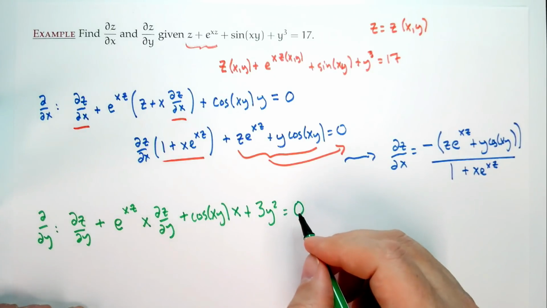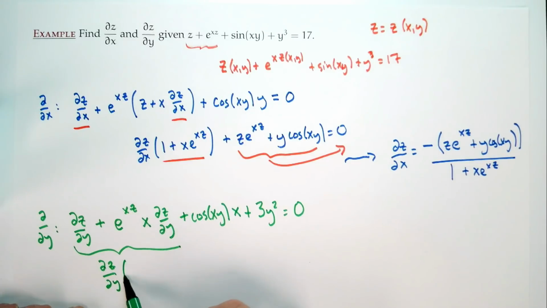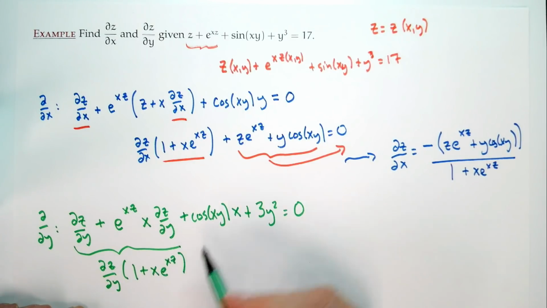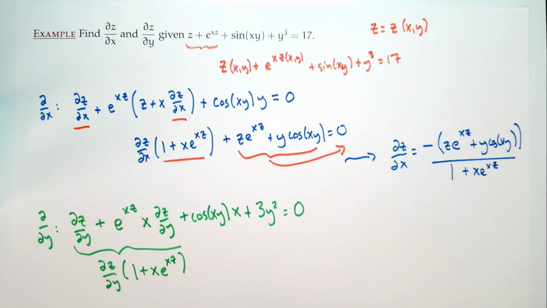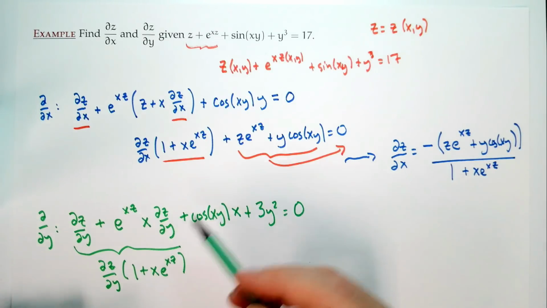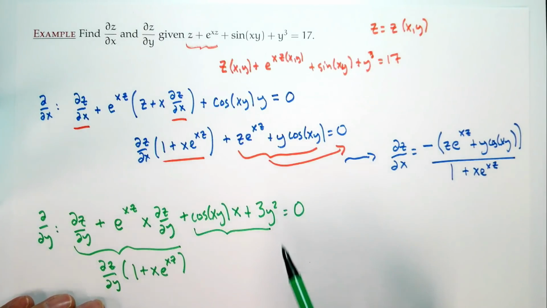That equals 0. So now, in fact, it's a little easier to see what happens because the first two terms have partial z partial y. Factor that out: 1 plus x e to the xz. You might notice, hey, they match. Coincidence? No, it's not a coincidence. They came from the same place. These terms came from when we took a derivative of z with respect to something, so they should match. And then, of course, you have the rest of it. Well, that doesn't match, and that's okay, because that's when you took the derivative of everything else.